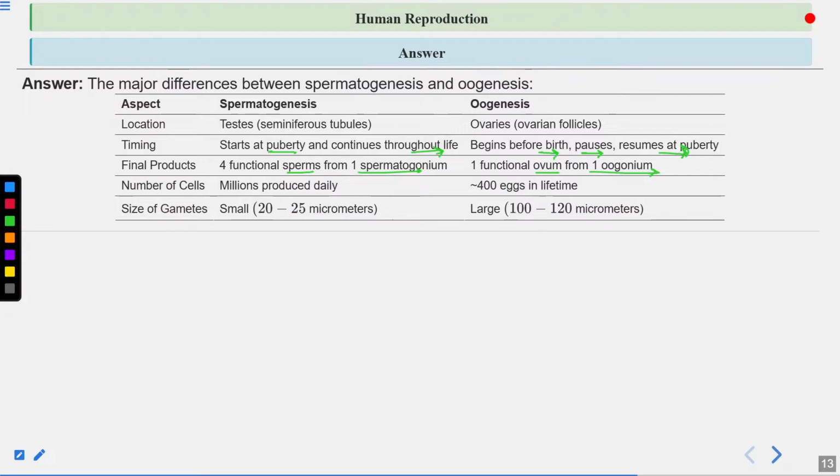Then in spermatogenesis, millions of sperms are produced every day, and in oogenesis around 400 eggs are produced in a lifetime. Then sperms are very small in size, 20 to 25 micrometers. The egg, the ovum, is of large size, around 100 to 120 micrometers. Sperms are motile, the egg is non-motile, and it is large. It consists of a good quantity of cytoplasm, which will help in early embryo development.